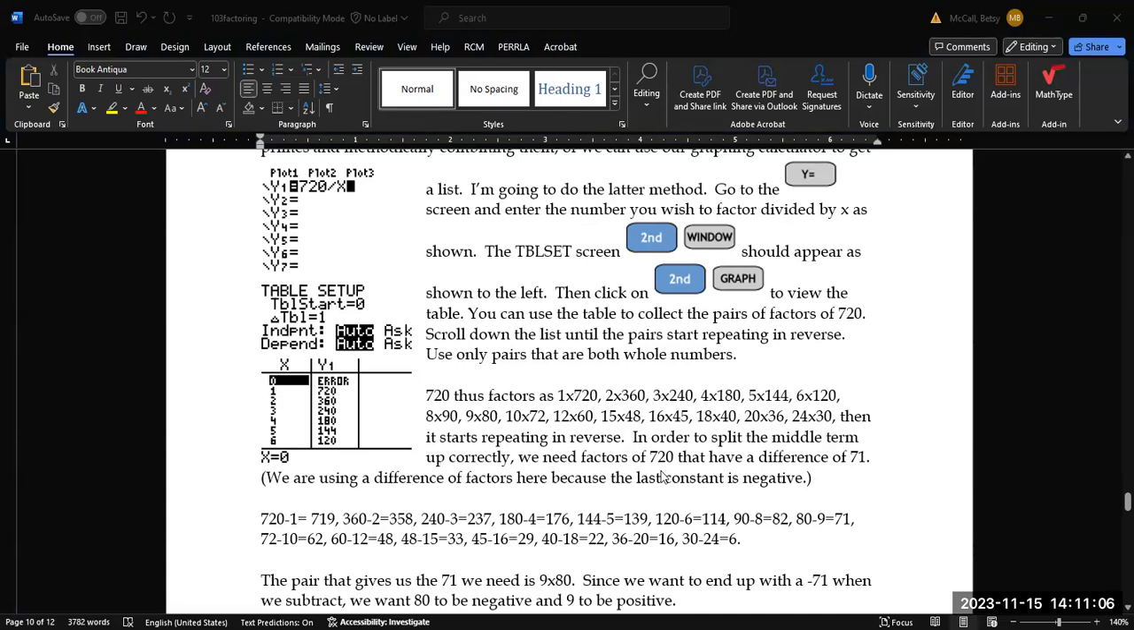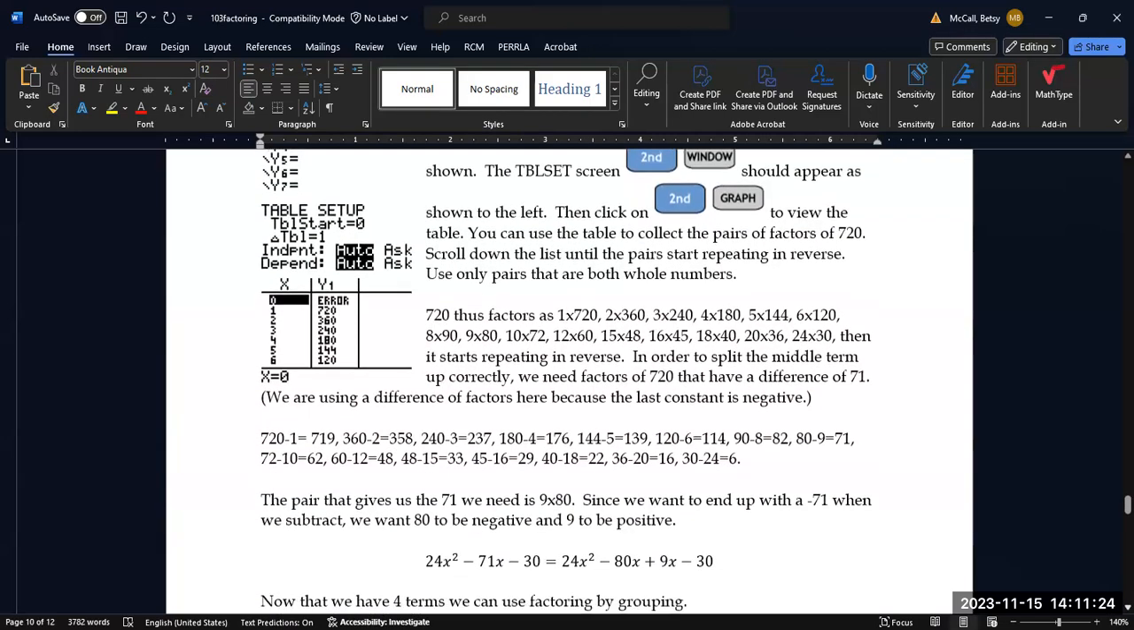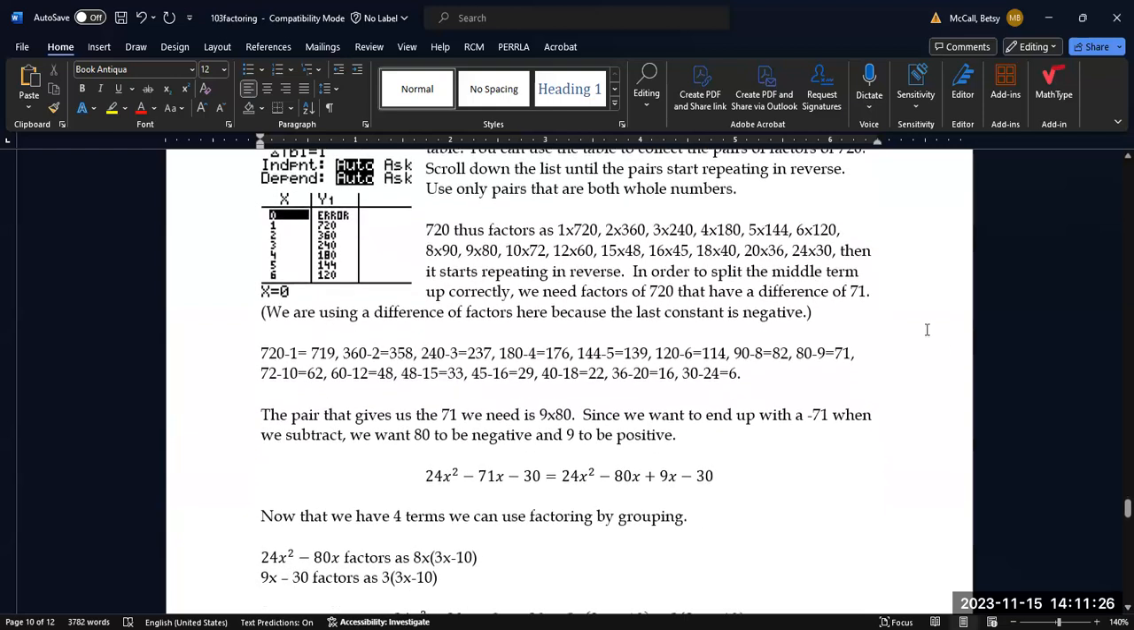So that's still going to be our sign. If it's a positive, we would look for a sum that adds to 71, but since it's minus, we want to look for a difference. And again, it's the last constant, not the middle term. It's that last constant that tells us, do we want the sum or difference? So since negative 30 was negative, we want a difference of 71.